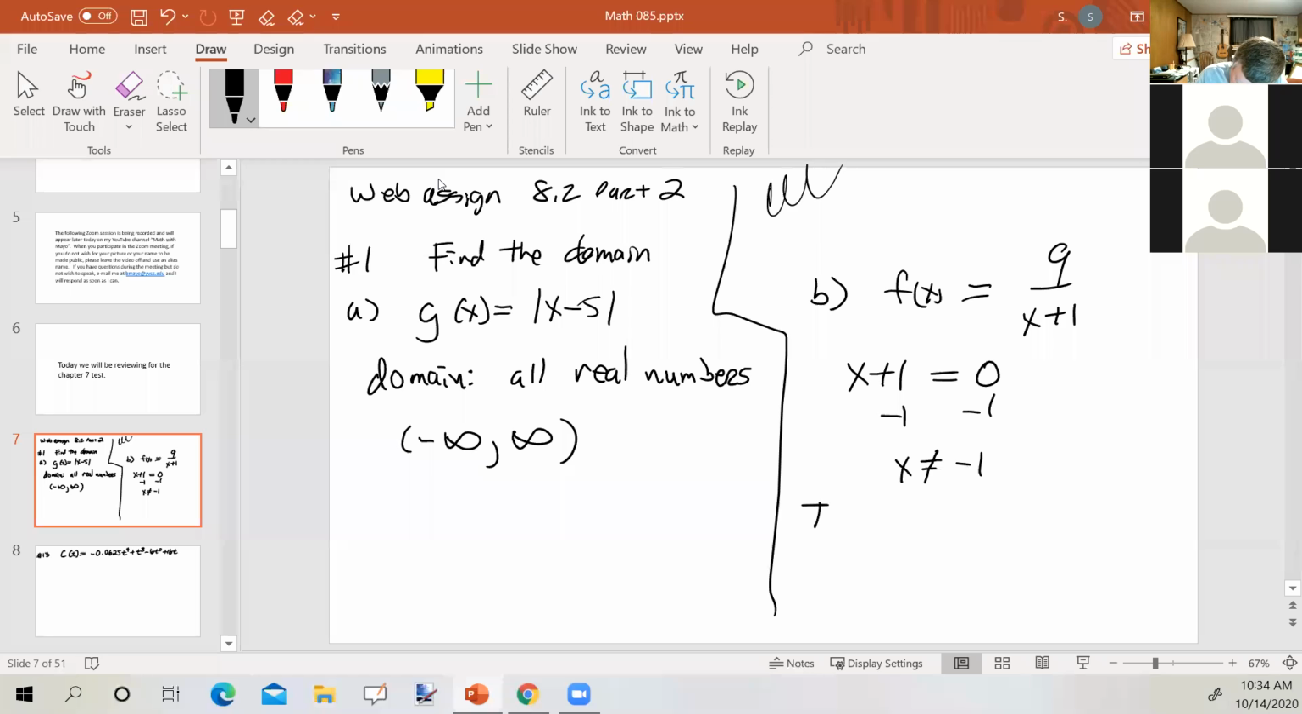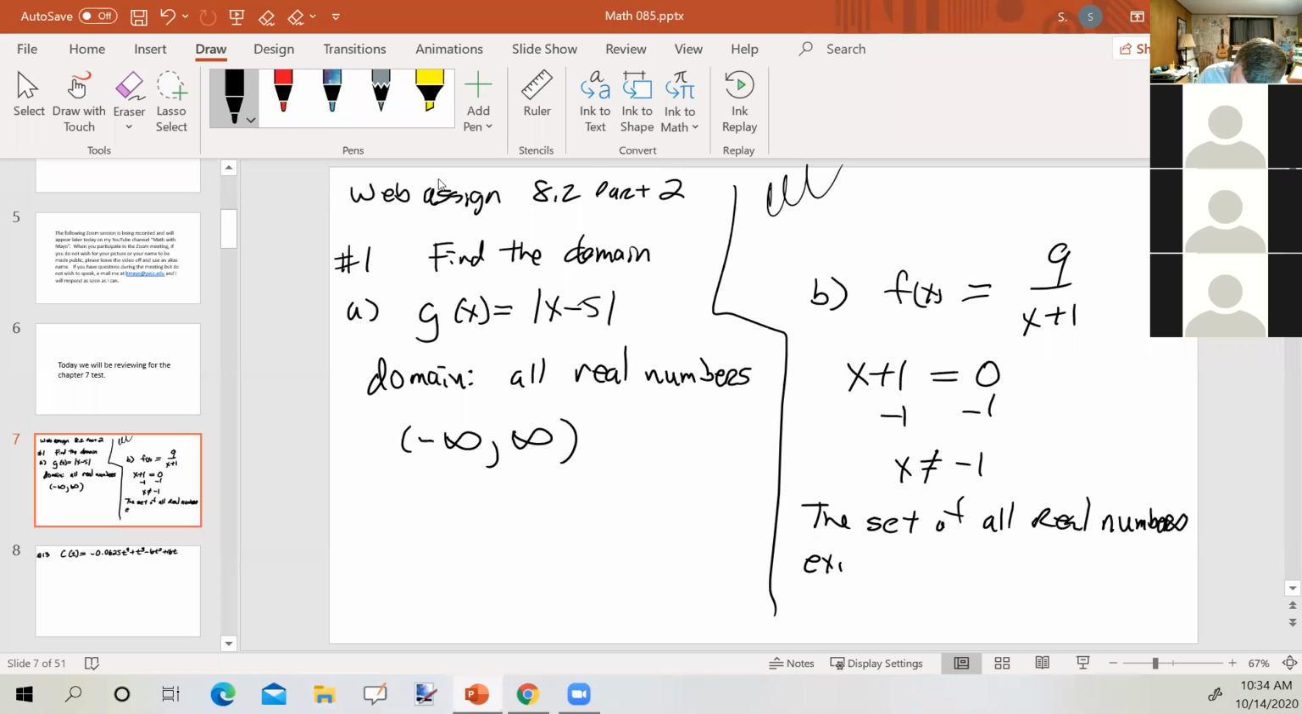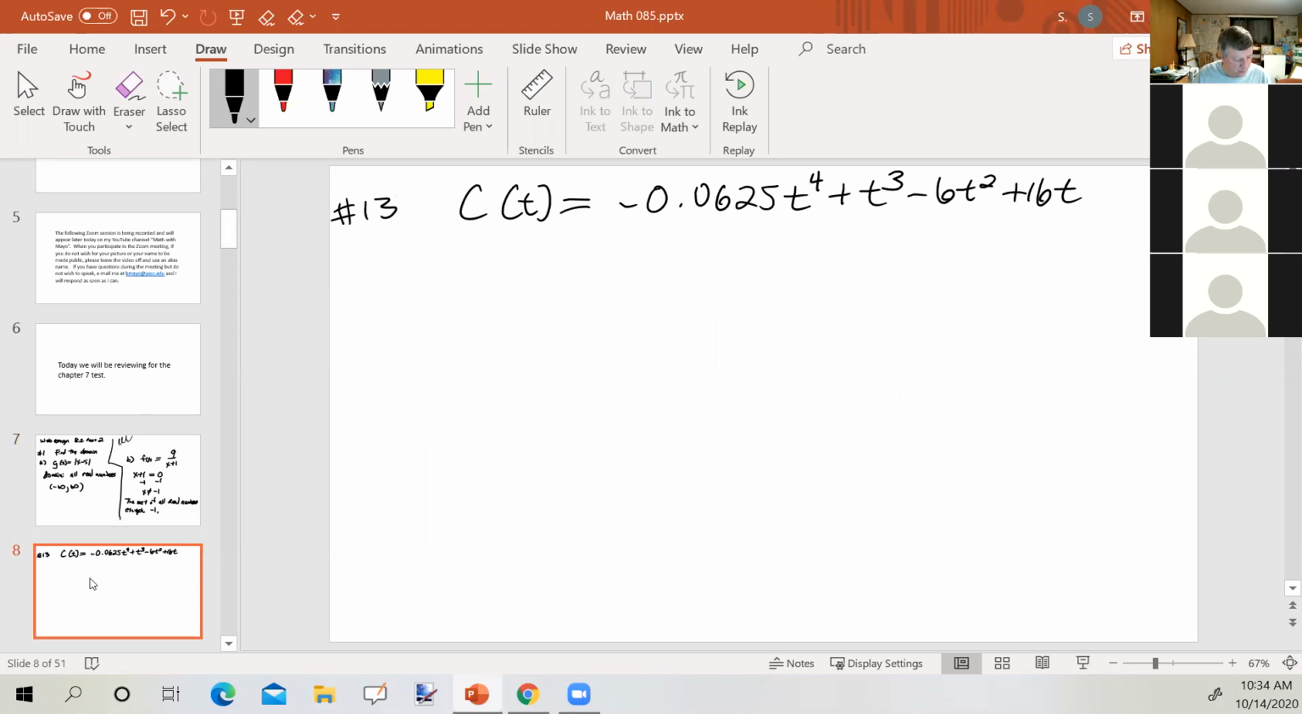So it would be the set of all real numbers except negative 1. All right, with that, any questions on that? Okay, now we're going to go on to another problem. Let's see here. Hang on. This is still in WebAssign. Let me find this one.